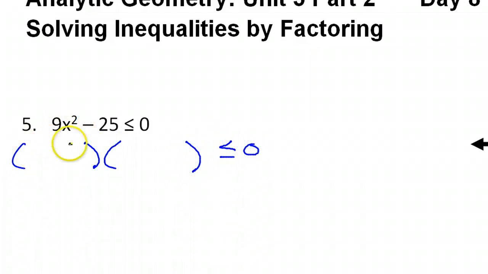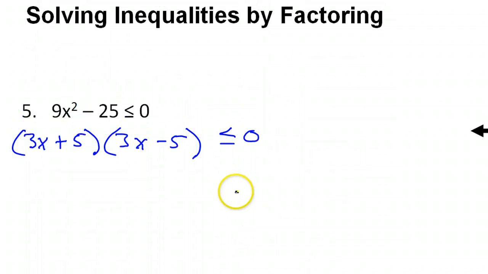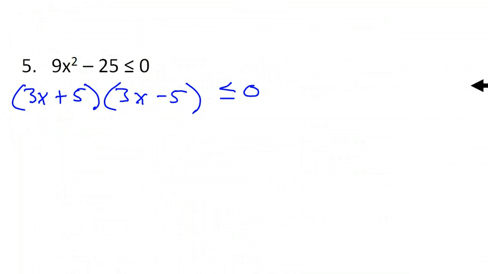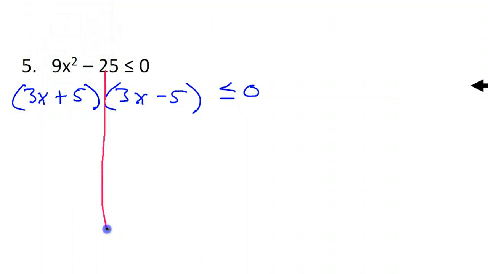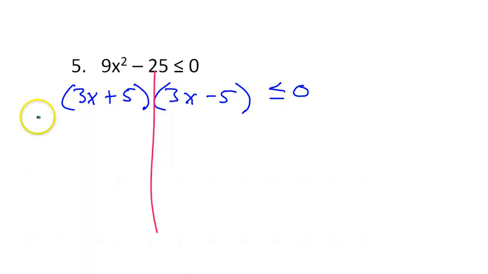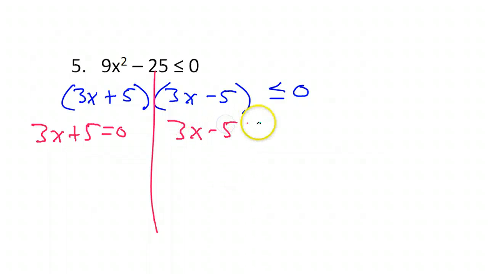Okay, so 9x squared minus 25, this is the difference of two squares. So you can just immediately go 3x plus 5 times 3x minus 5. Okay, so that makes it easy. Now, we need to keep going though and set these factors equal to 0. So 3x plus 5 equals 0. 3x minus 5 equals 0.